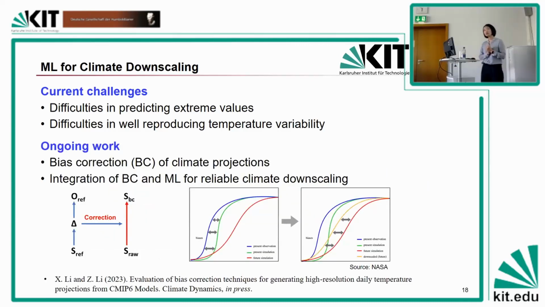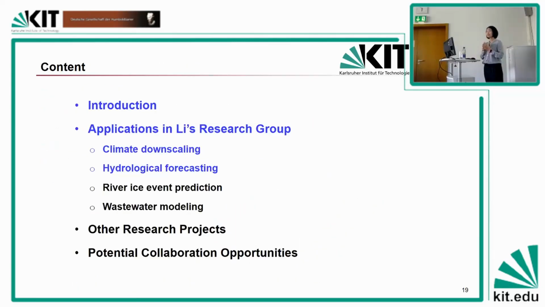So what we are trying to do to address that is we turned to bias correction. We try to improve existing bias correction methods because after all, our goal is to get reliable climate projection for impact assessment. That work is still ongoing. We were able to publish one paper about this, and down the road, we are hoping that we can sort of integrate bias correction and machine learning to further improve the accuracy. So that's the first application, climate downscaling.